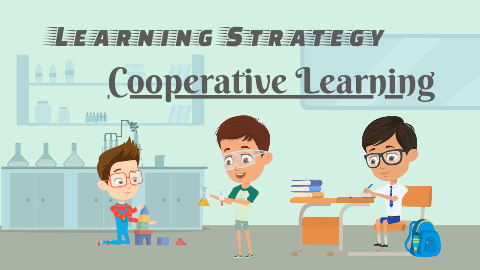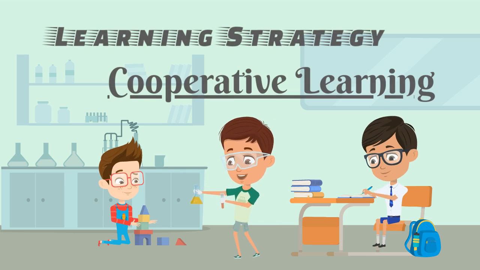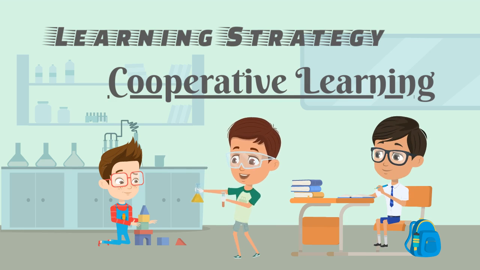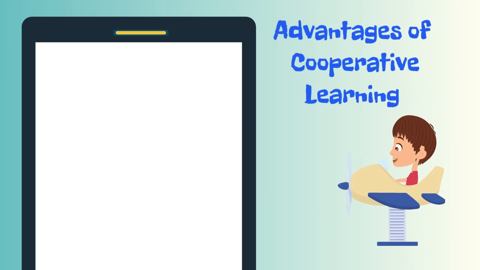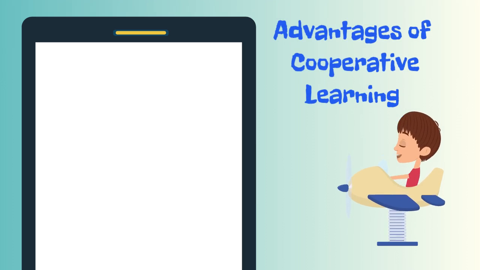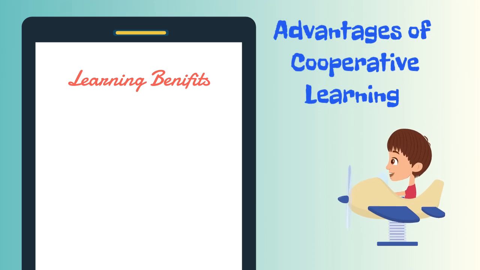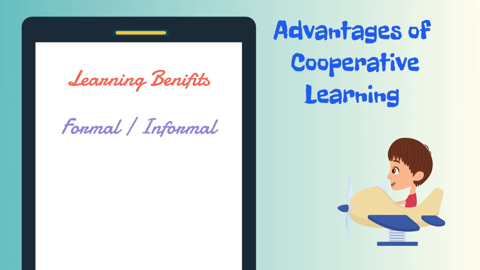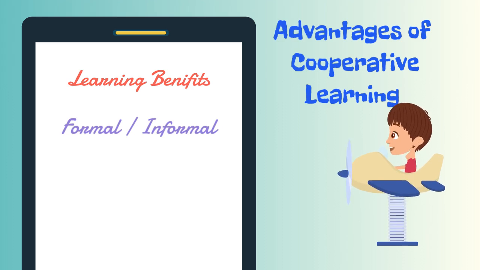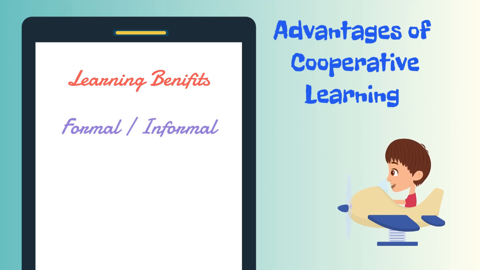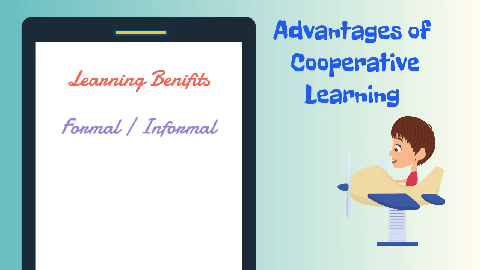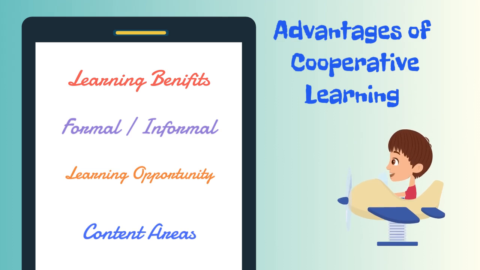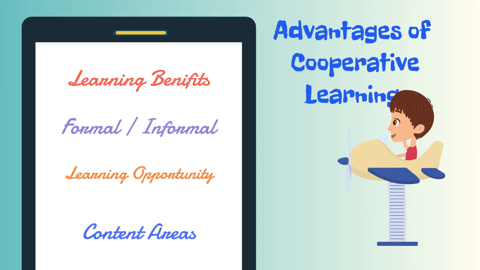Learning strategies. Seventh stop, cooperative learning. It is a grouping strategy in which students work together to assist each other's learning. Advantages of cooperative learning. Learning benefits. Mixing the ability levels of students within a group leads to learning benefits for all. Formal or informal. Groups can be informal or formal based on the learning requirements. Learning opportunity. Long-term groups can be developed, creating multiple learning opportunities and content areas. Cooperative learning can be used with all content areas.